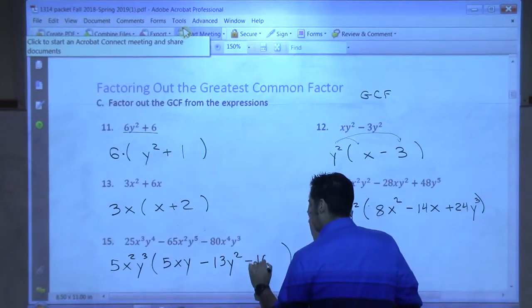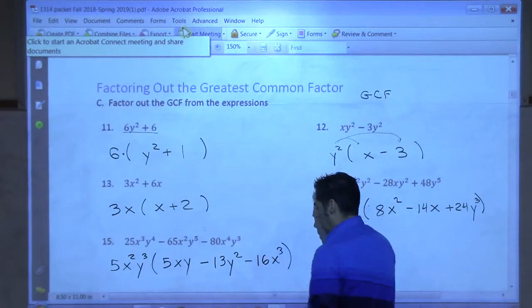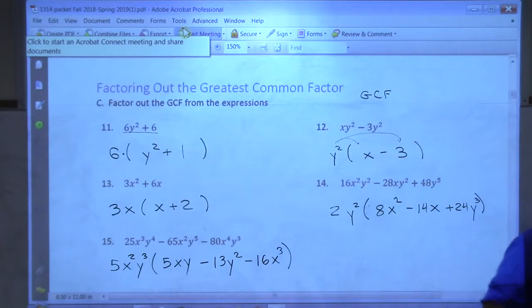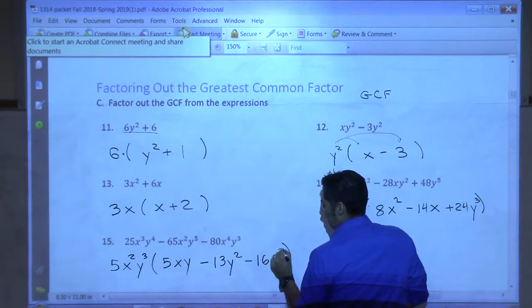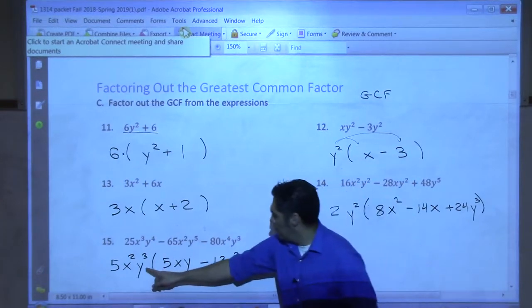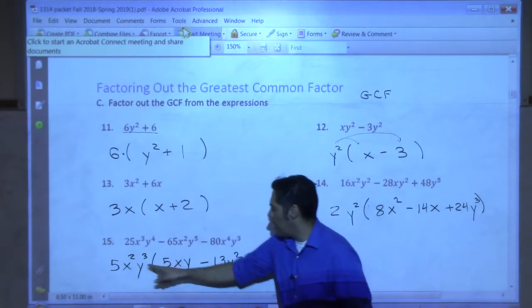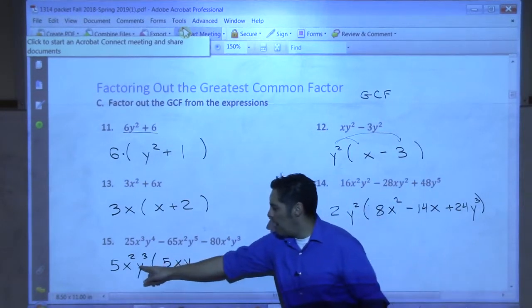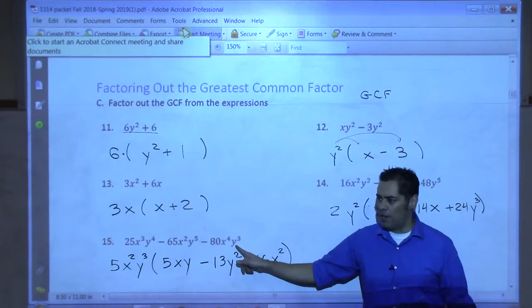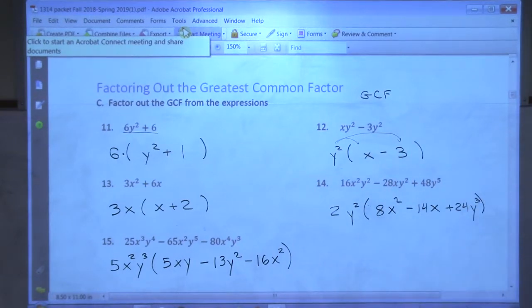16x cubed. All right, does everybody agree with that? Oh, wait. No, squared. Oh, squared, okay. All right, so when you do x squared times x squared, you're going to get x to the fourth. And then you'll have y cubed, which you just needed y cubed, so you don't put any y's there. Does this make sense? Okay.